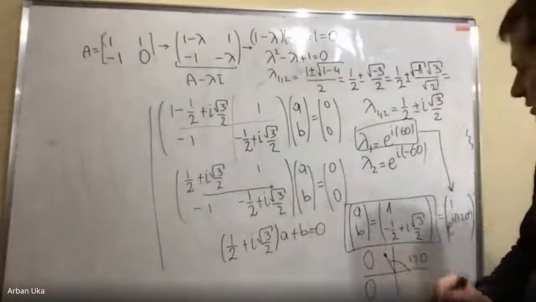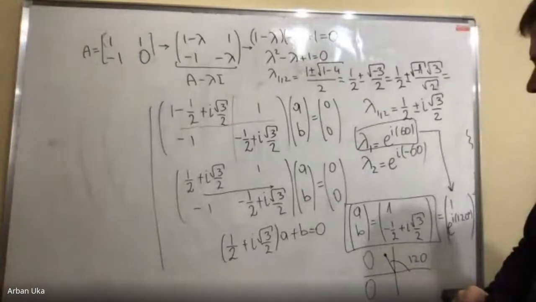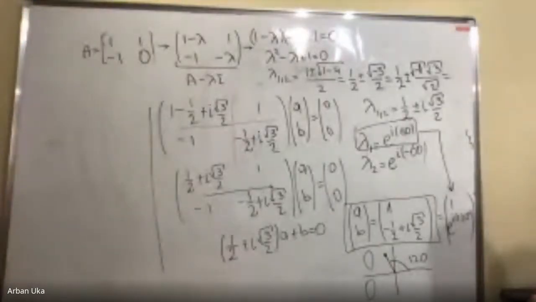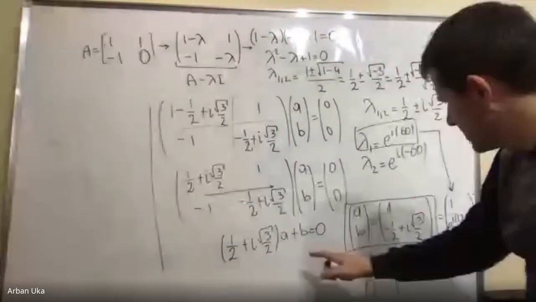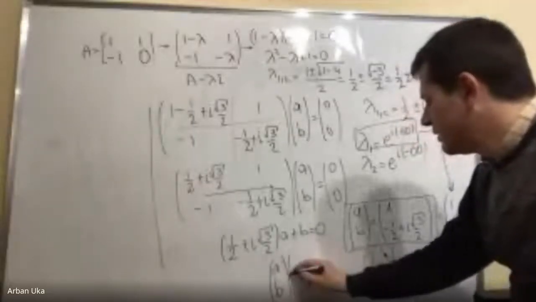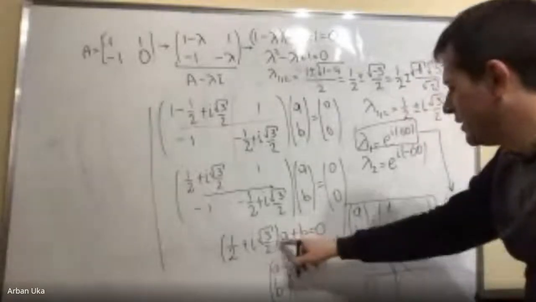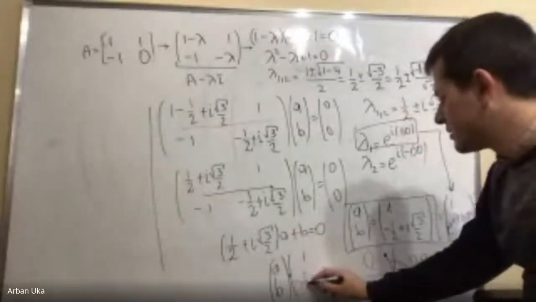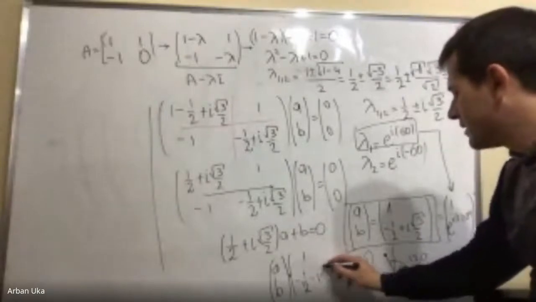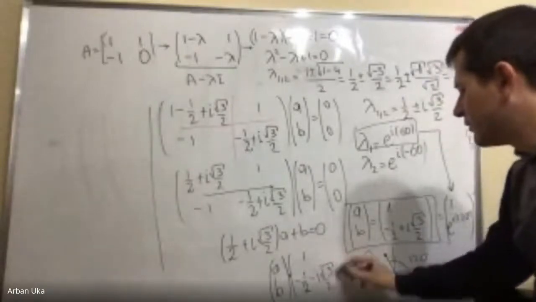And what do we get here? So it looks like, wait a second, yes. So in this case, we can set again A equal to 1, then B is going to be minus 1 over 2 minus i square root of 3 over 2.